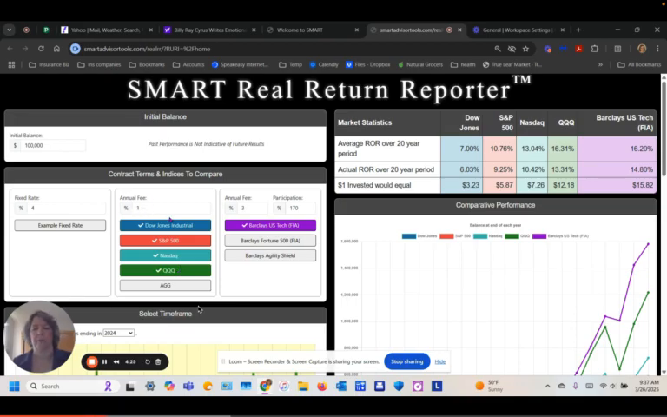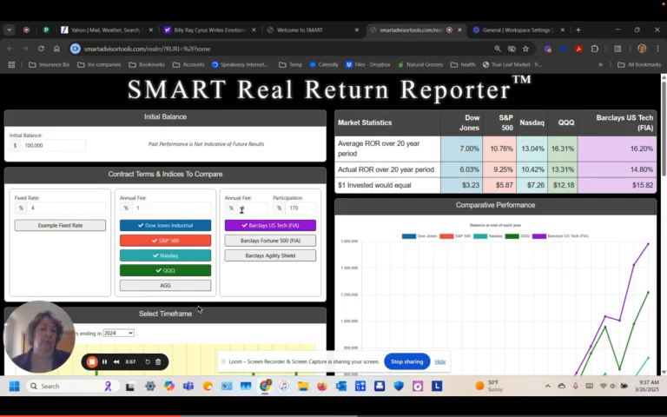And I've only entered a 1% fee, though typically when you're working with market accounts, you're working with 1.5% to 2% on average. So I've actually lowballed how much the charges are that will come out to manage these accounts. And we'll be comparing to the Dow Jones, the S&P 500, the Nasdaq, and the QQQ. And all of those are going to be compared to a Barclays US Tech index with a booster fee.